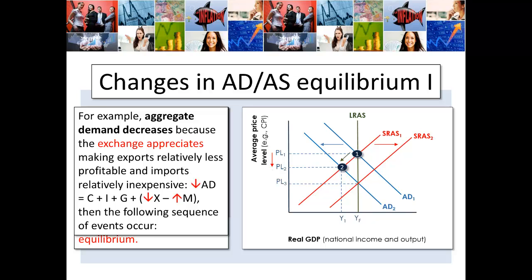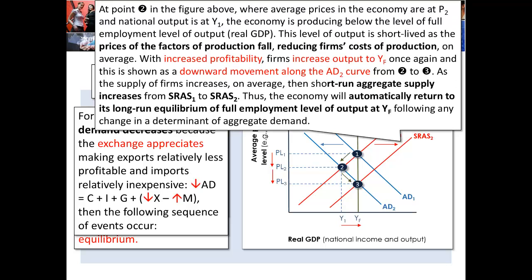However, we're talking long run, so our short run aggregate supply has a chance to react. From point 1 to point 2, and now we go from point 2 to point 3. At point 2 in the figure above, where average prices in the economy are at P2 and national output is Y1, the economy is producing below the full employment level of output.